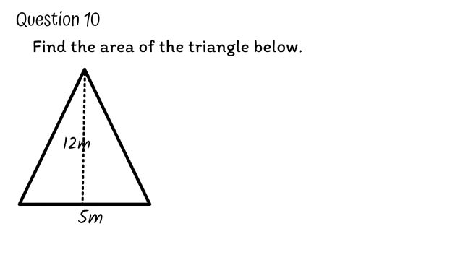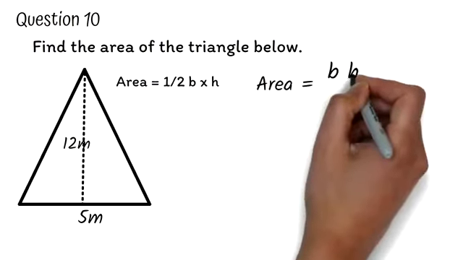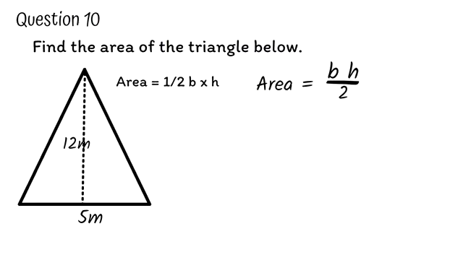Question 10. Find the area of the triangle below. Please, you have to be very familiar with finding the area and perimeter of plane figures. In most tests, the formula will be given to you. Your work is to apply it correctly. Area of a triangle is half times the base times the perpendicular height. Or we can also say it's the base times perpendicular height divided by 2.